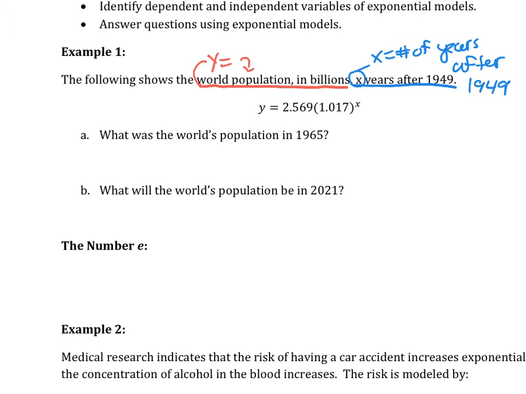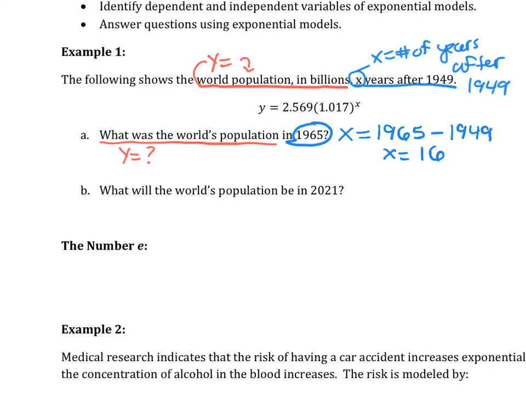The question now, letter A, what was the world's population in 1965? So it's asking what was the world's population. That means it's asking what does Y equal. That's what we're trying to figure out. And then it's telling us in the year 1965. So we just need to figure out how many years, because it says X is the years after 1949. So we have to figure out that difference there. To do that, we can just do some subtraction. 1965 minus 1949. So you get X equals 16.